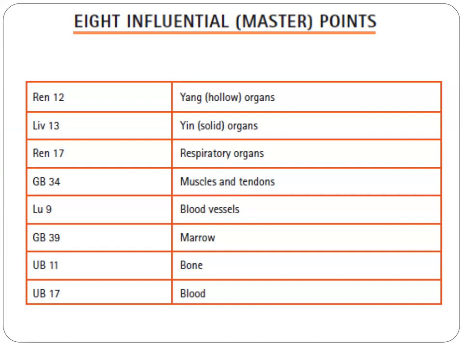GB34 for muscles and tendons. Lung 9 for blood vessels. GB39 for marrow. UB11 for bone. And UB17 for blood.